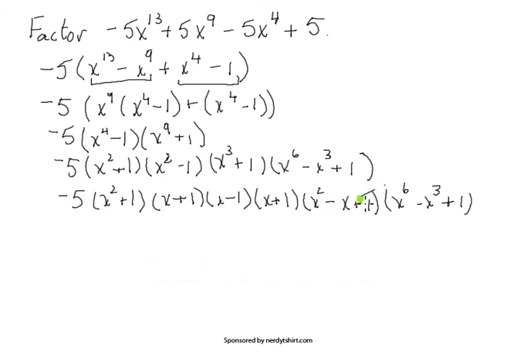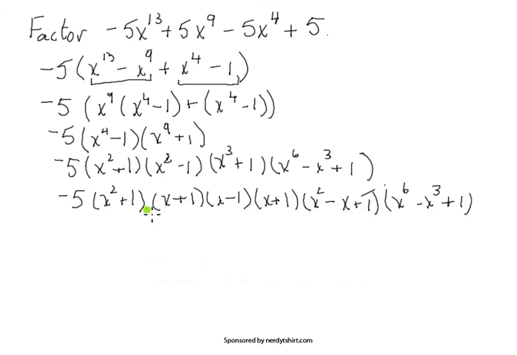So now when you look at everything here, things are fully factored now. If we just go through the list here, -5 is just a constant monomial, can't do anything more with that. X squared plus 1 is an unfactorable sum of squares, so it's not going to factor any further over the real numbers. X plus 1 and x minus 1 and x plus 1 are just all linear factors, so there's nothing you can do to break those down any further. And then x squared minus x plus 1 and x to the 6 minus x cubed plus 1 are both trinomials that came out of a sum of cubes factorization, so they're not going to be any further factorable.